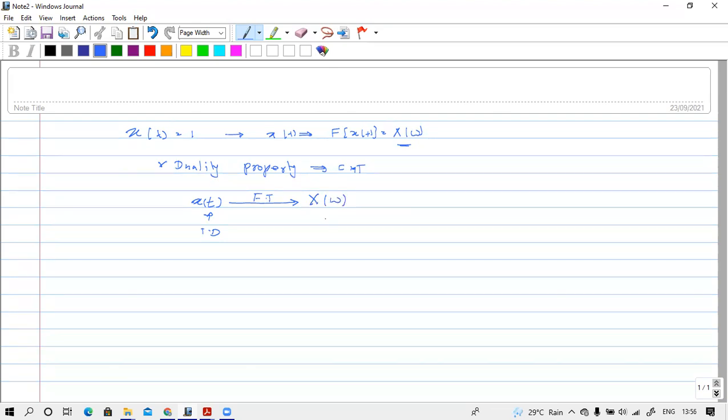The duality property says, understand this well: if we have this time domain signal, this is a frequency domain signal. This signal has omega terms. If those omega terms are replaced by t terms, that means time terms, then that is again a time domain signal. So we can get this kind of signal X of t, which is again a time domain signal.